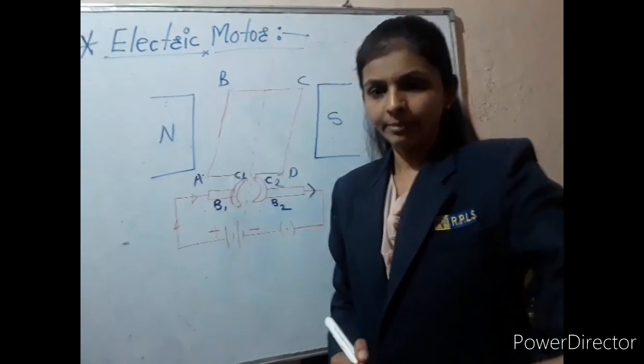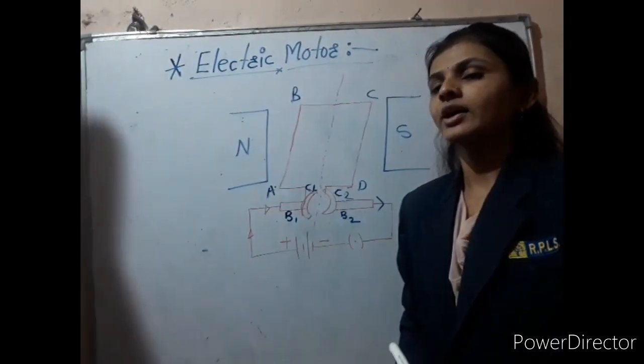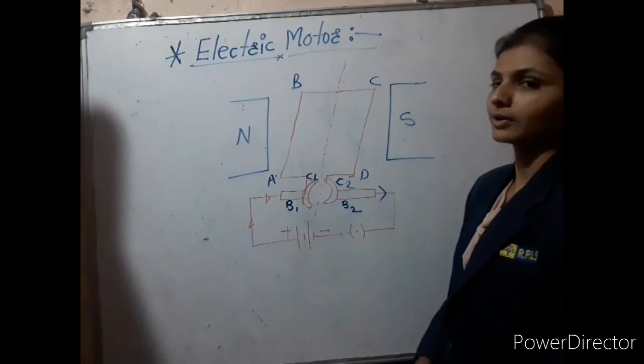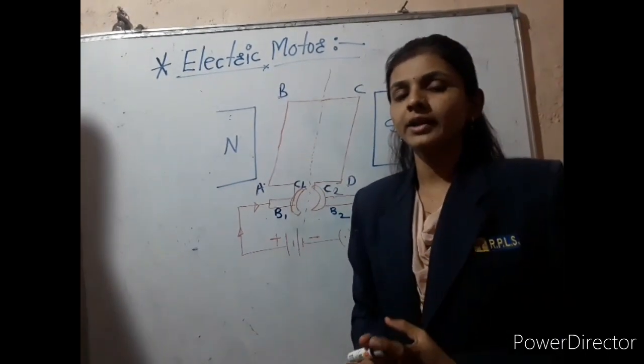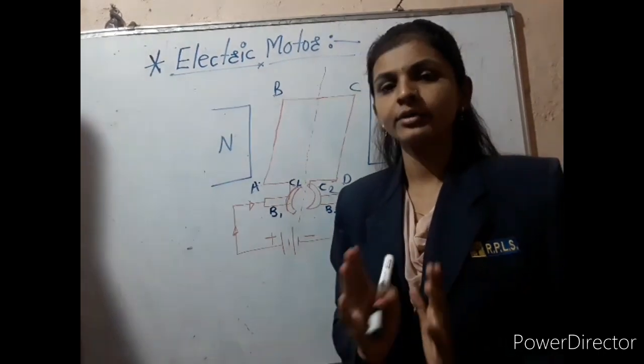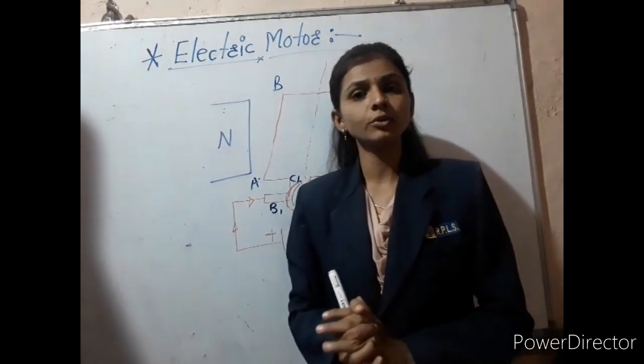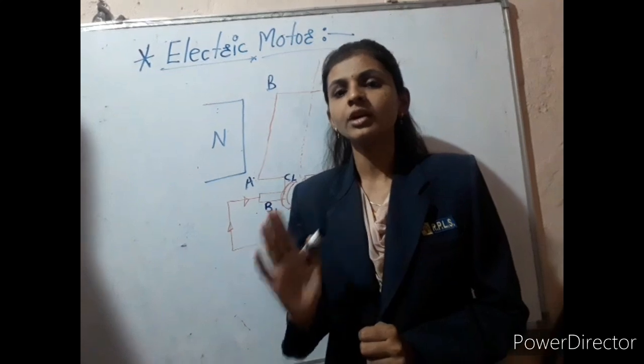Now step by step we are going to see the working principle of the electric motor. When there is no supply, there is no movement in the coil. Keep one thing in mind: when there is no supply, there is no movement in the coil.